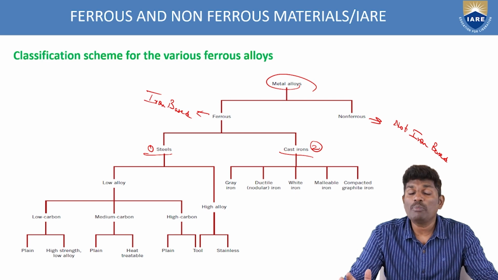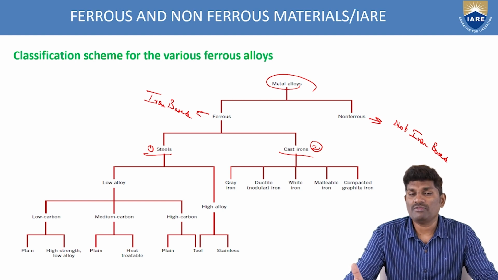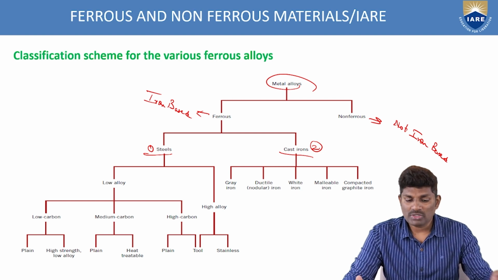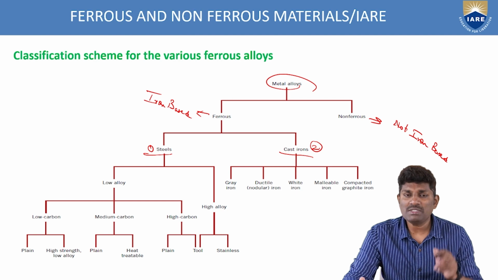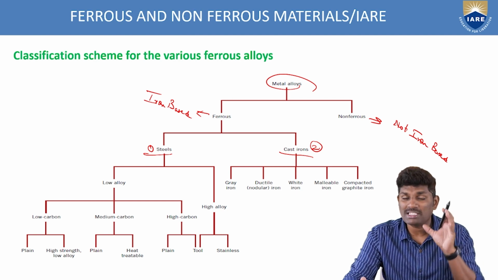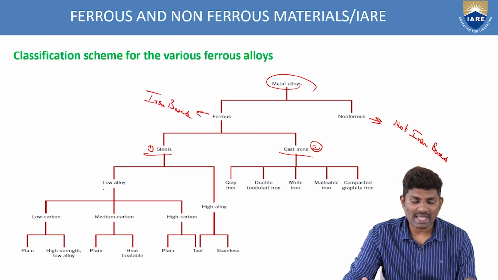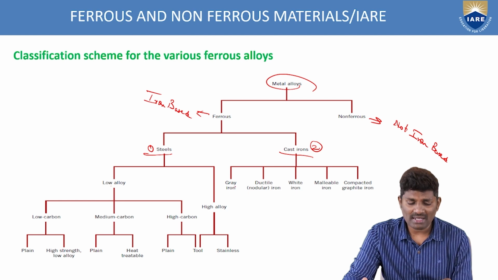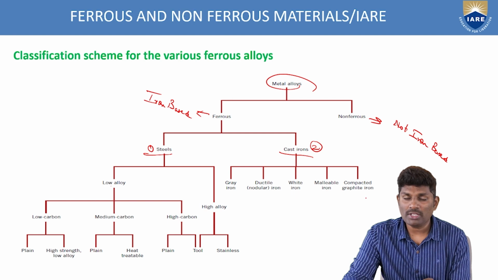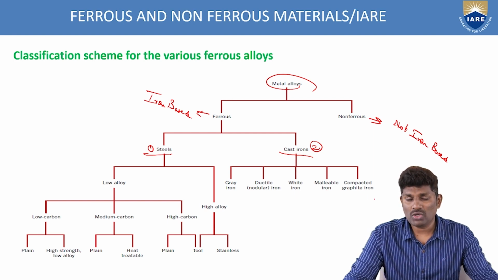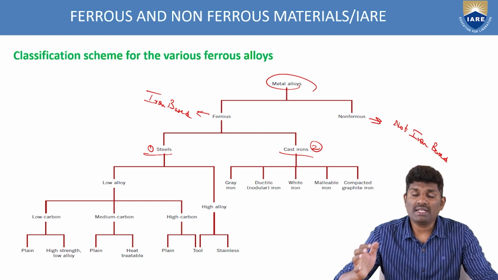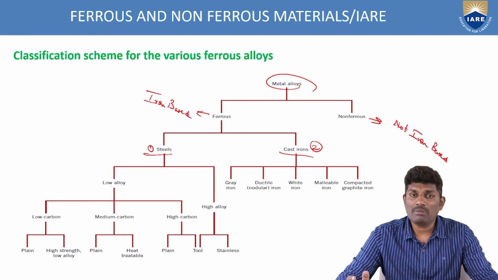based upon the composition of the carbon content present, and this information we are getting from the phase diagram. So how we are classifying all these categories means with the help of the phase diagram only, that you have to remember very carefully. And these steels are again classified into low alloy and high alloy, and the cast irons are again classified into gray iron, ductile iron, white iron, malleable and compacted graphite iron. So all these classifications we are getting with the help of the phase diagram only.